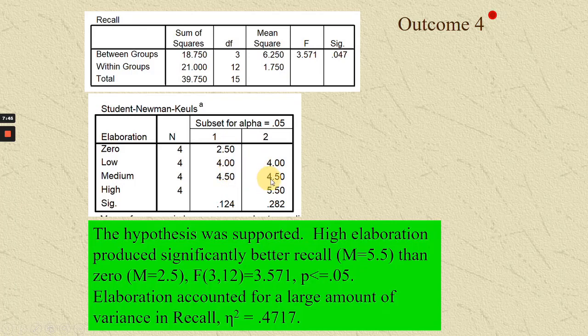And these do not differ significantly because they appear in both columns, right? So you might say, well, is 5.5 different than 4.5? No, because 4.5 and 5.5 share a column. And you might say, well, is 2.5 different from 4.0? No, because they share a column. So the other ones that don't share a column are 2.5 and 5.5. So you'd say high elaboration produced significantly better recall than 0. Those two means. Elaboration accounted for a large amount of variance in recall, and then eta squared.